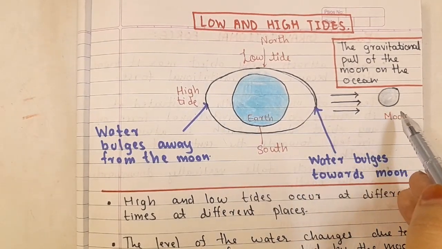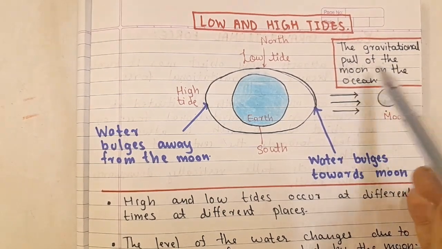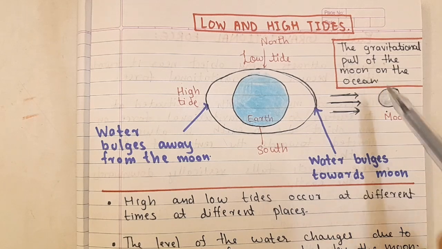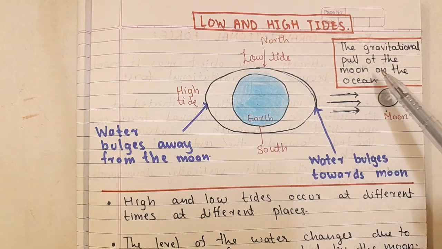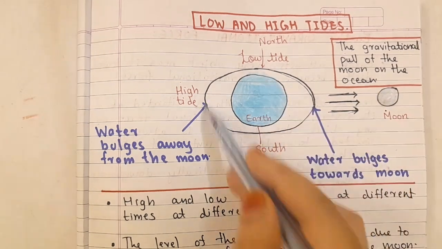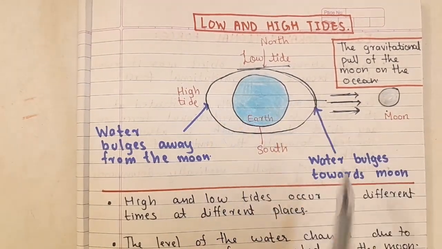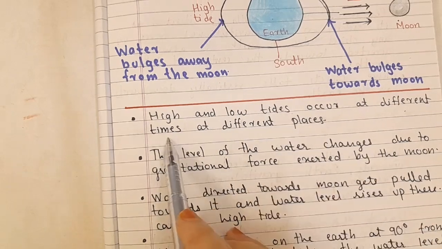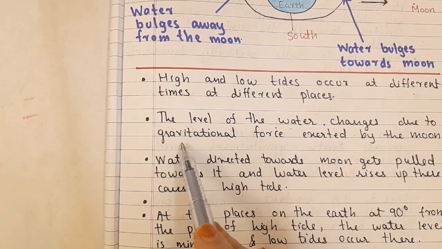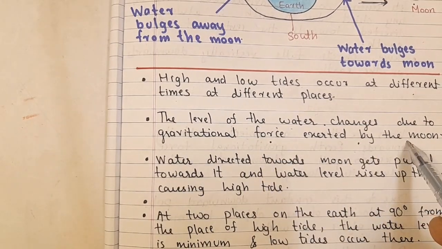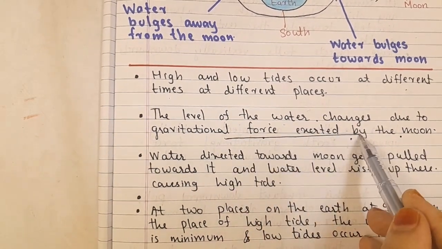Now students, in this direction is the moon, and the gravitational pull of the moon acts on the ocean. This force, these arrows you can see, are the gravitational pull of the moon. This is the ocean at the pole, and this is at the equator. High and low tides occur at different times at different places, and the level of the water changes due to the gravitational force exerted by the moon. So high and low tides are caused by the gravitational force exerted by the moon.